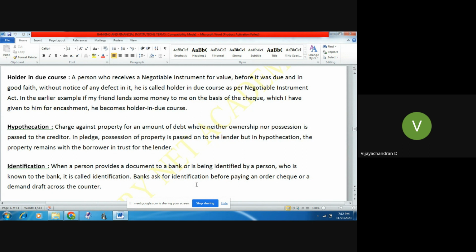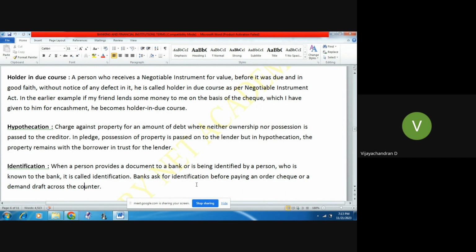See, the pledge and the hypothecation are one and the same. You are getting a loan with the collateral security of movable goods. Again, I'm telling you, you are getting a loan with the collateral security of movable goods. So what is the difference between pledge and hypothecation? The only thing is the possession. In a pledge, the possession of the security will be in the hands of the lender.